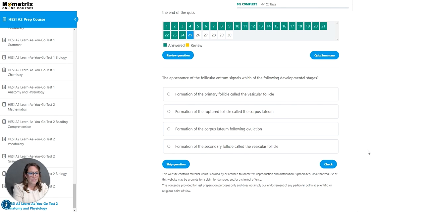Question 25. The appearance of the follicular antrum signals which of the following developmental stages? First choice, formation of the primary follicle called the vesicular follicle. Second choice, formation of the ruptured follicle called the corpus luteum. Third choice, formation of the corpus luteum following ovulation. And last but not least, formation of the secondary follicle called the vesicular follicle. We're going to go ahead and choose that one.